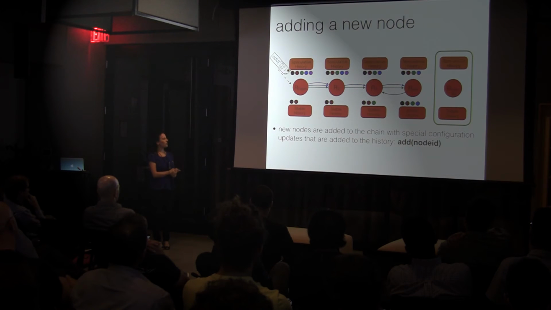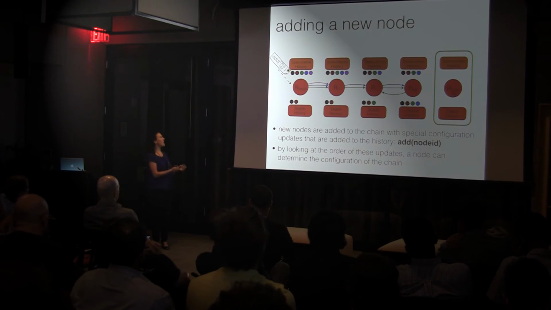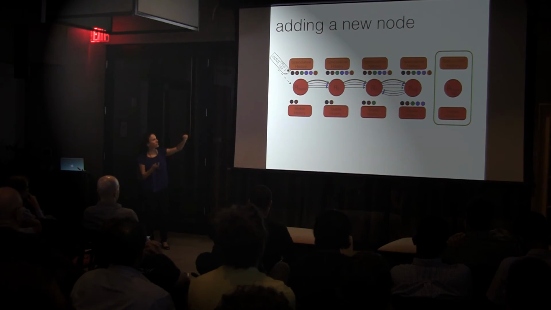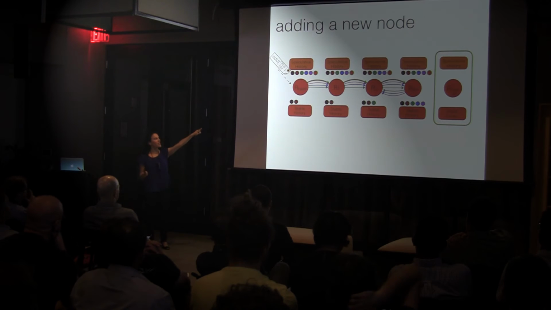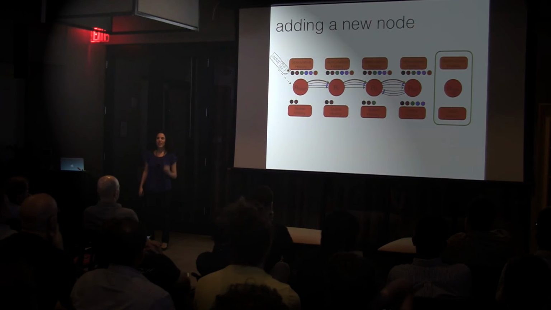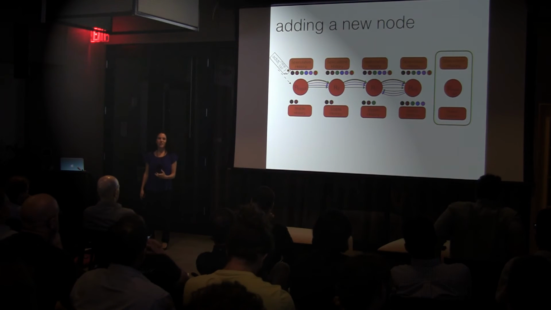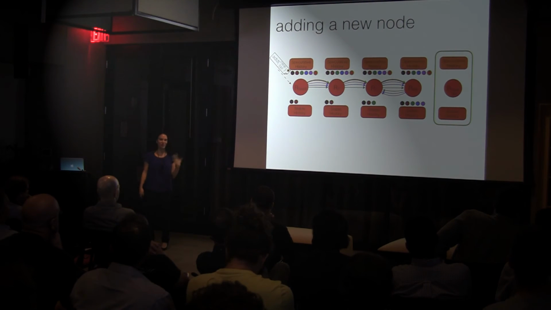So we add them with an update. By looking at the order of updates, we can say what the configuration is. I'll fast forward a little bit. We have this add operation, which is green and red at the same time. It arrives at the tail. The tail sees this new special configuration command and realizes, oh, I'm not the tail anymore, there's going to be a new guy.